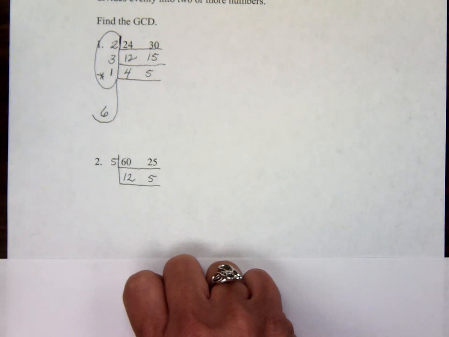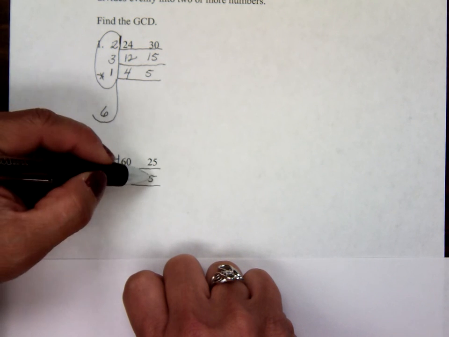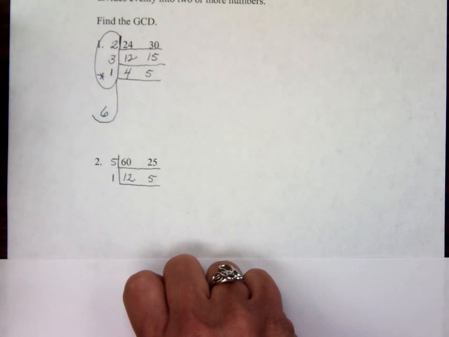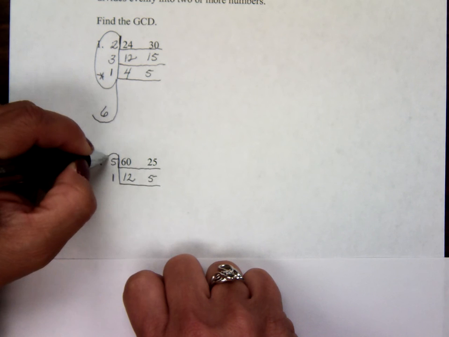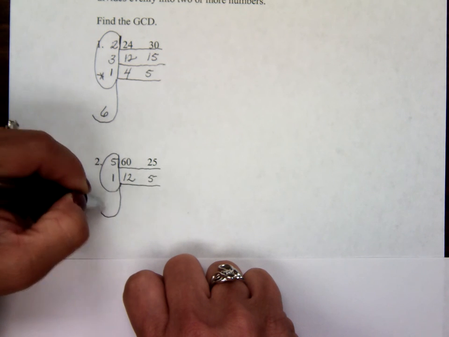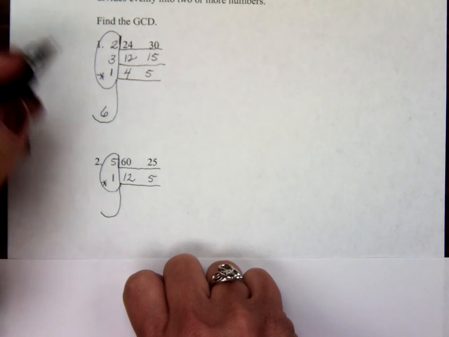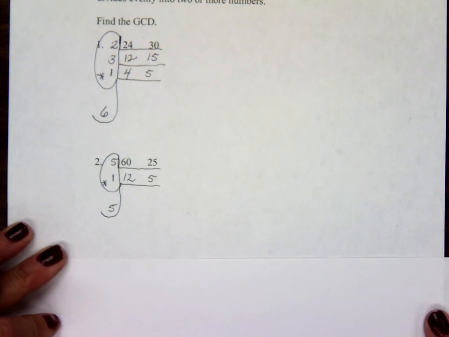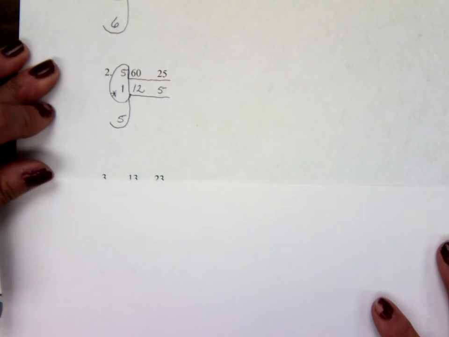Okay, a number that they both will go into, well, 5's prime. Does 5 go into 12 at all? Well, no. So that means that the only thing they have in common is 1. You make your lowercase g, multiply the numbers inside the g, so 5 times 1, which is 5. Let's look at example 3.